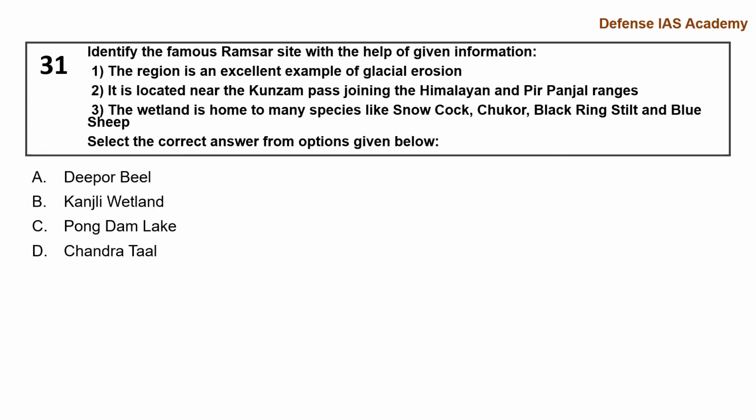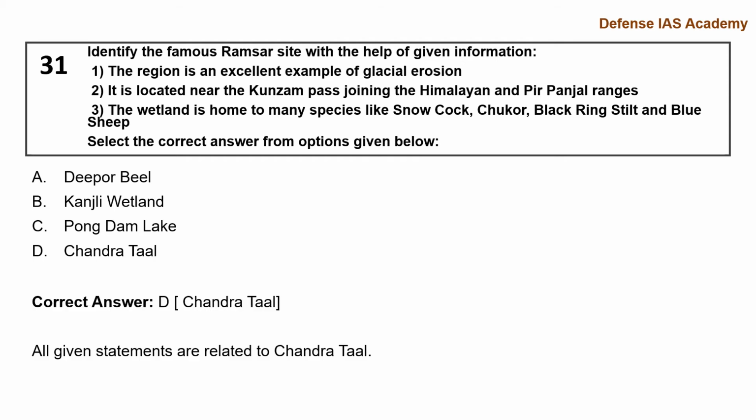Question 31. Identify the famous Ramsar site with the help of given information. 1. The region is an excellent example of glacial erosion. 2. It is located near the Kunzum Pass joining the Himalayan and Pir Panjal ranges. 3. The wetland is home to many species like snowcock, chukor, black-necked crane and blue sheep. Select the correct answer from the options given below. The correct answer is option D, Chandra Tal. All given statements are related to Chandra Tal.